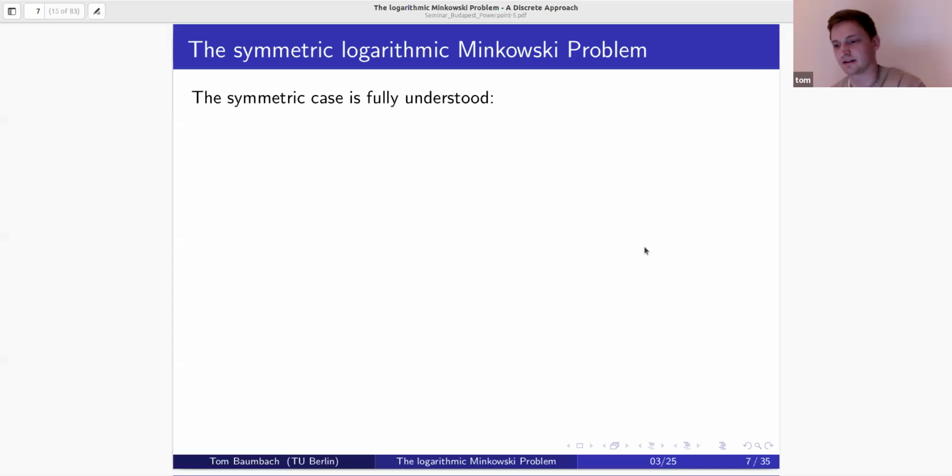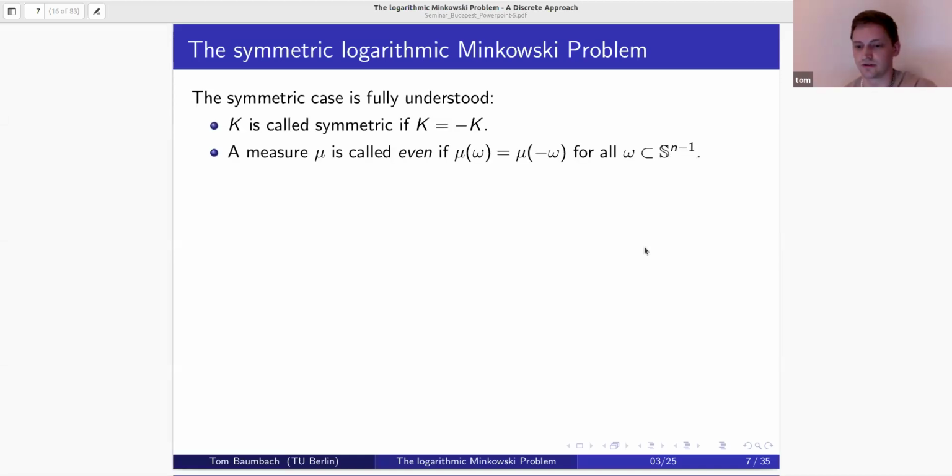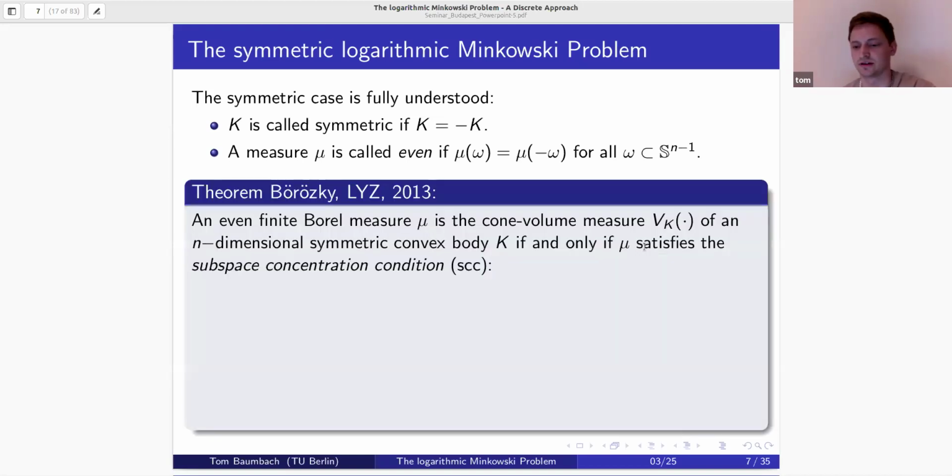What is the symmetric case exactly? We are now looking at symmetric convex bodies, so K equals minus K, and we also only consider even measures. A measure mu is called even if mu of omega equals mu of minus omega for all measurable subsets omega of the unit sphere. Then there was a theorem proven by Böröczky, Lutwak, Yang, and Zhang in 2013, which characterized the cone volume measure for symmetric convex bodies, and it introduced the subspace concentration condition, which will be pretty important for our talk later on, but I will always recall it when it's important.